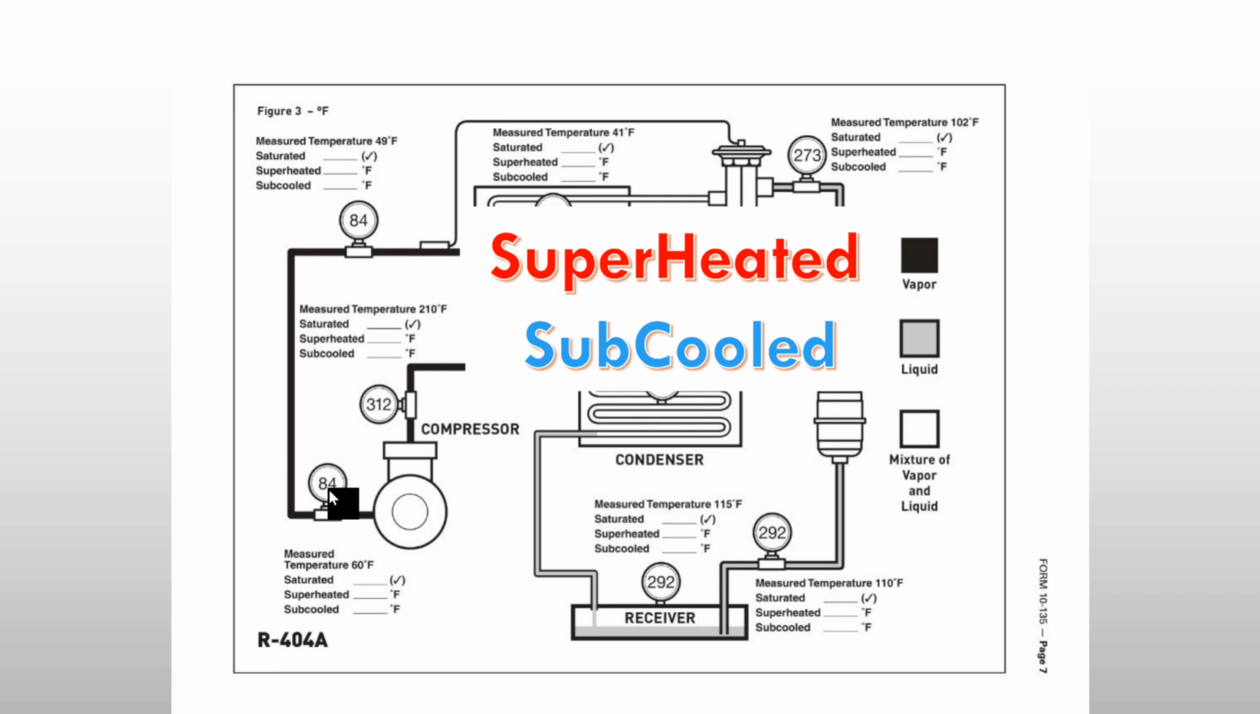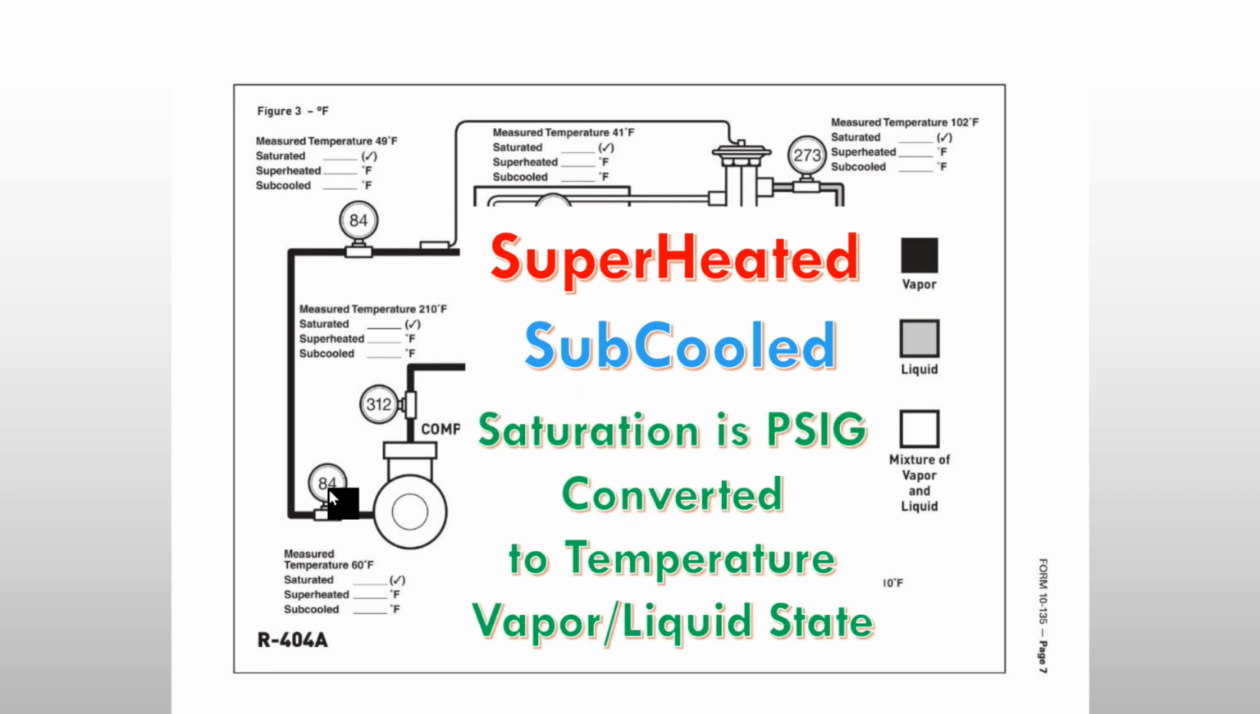The other thing we have to understand is what is subcooled. Subcooled will always be in the liquid form. So we already touched upon heat being in the vapor form. Subcooled is going to be in the liquid form, and that's indicated by the gray color of the handout. And saturation has multiple different meanings. It's PSIG converted to temperature, and it's also a combination of a liquid and vapor state. It could be both. You could have 99% liquid, 1% vapor. You could have 99% vapor, 1% liquid.